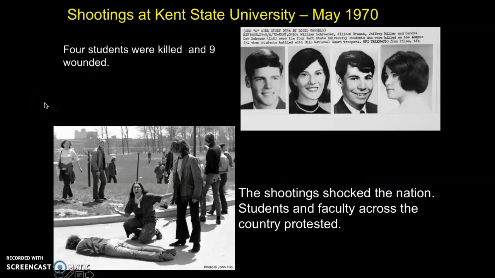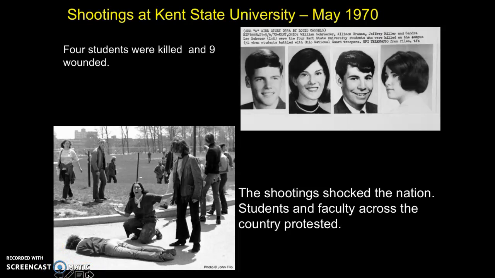Four students were killed. You see the four killed here, nine wounded. And this was just an awful event. Allison Krauss, one of the young women killed, was literally just exiting a building. She was an art major and had just given her semester-ending portfolio presentation. And I'm sure never even knew what happened. She was just hit and killed instantly. But it was a shocking event for Americans and led to student and faculty protests across the country.